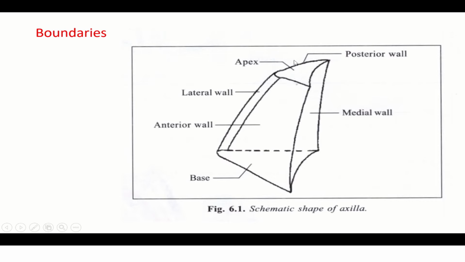You can see here, this is the apex, otherwise called as cervico-axillary canal. You can see this is the base. Between the anterior axillary fold and posterior axillary fold, you can see this is the medial wall, which is formed by the chest wall. You can see the lateral wall, which is the narrowest, and this will be the anterior wall, this will be the posterior wall.